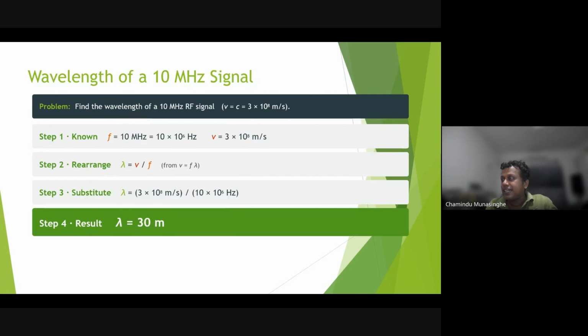In a conductor, this will slightly differ. When we are doing antenna calculations, it slightly differs, but in air, it's 30 meters. Is this calculation clear to everybody? I don't know whether you covered this in a previous session, but typically you get a couple of questions from this in the exam, right? Okay, I think it's cool. Let's move on.